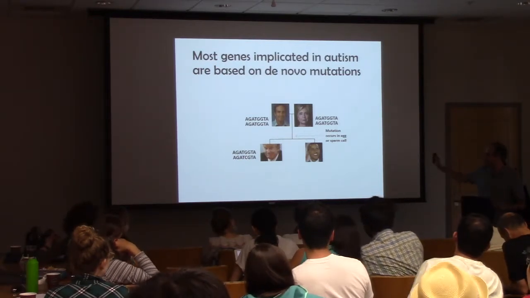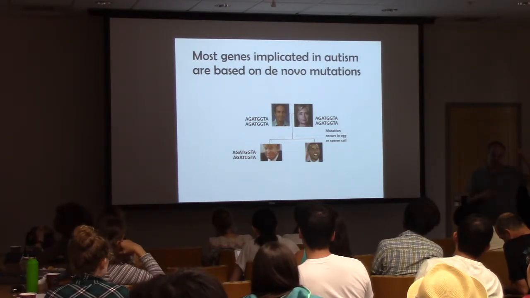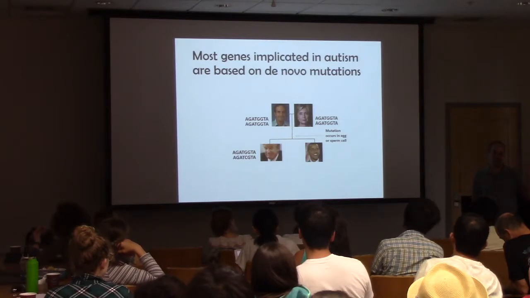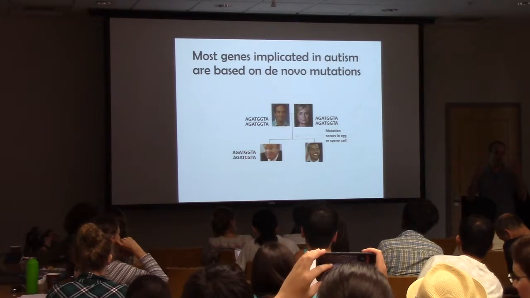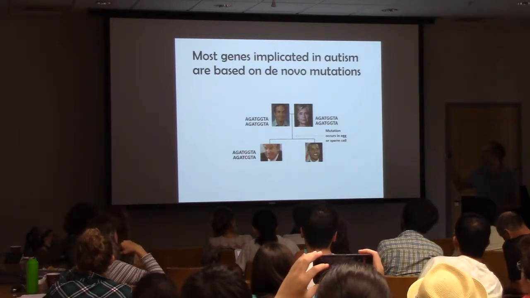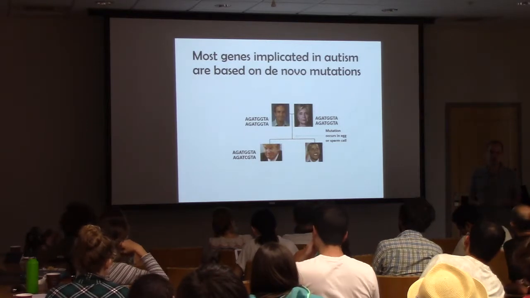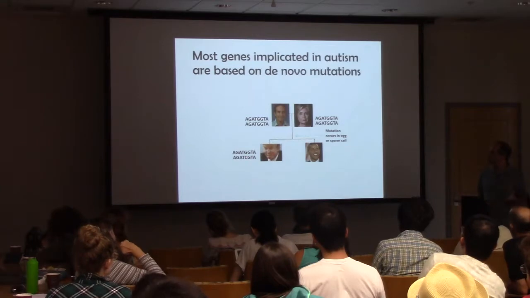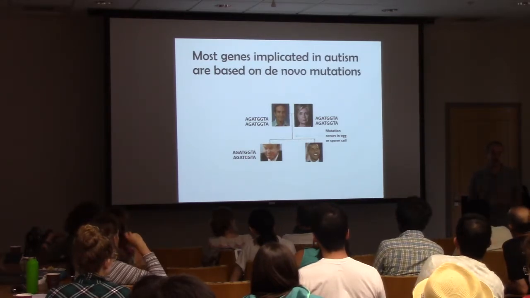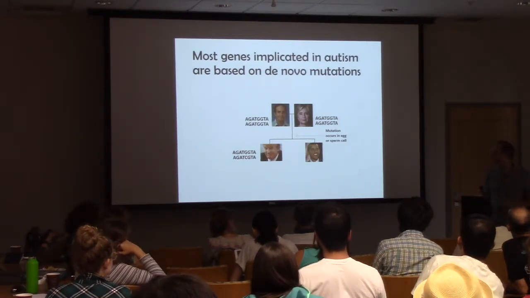So de novo mutations. Again, I'm talking about mutations that we see in the kids, especially those with the disorder, and we don't see them in the parents. And again, those occur in the generation of the sperm or the egg. So most of our genetic information or specific genes that we know linked to autism come from studies of de novo mutations only.